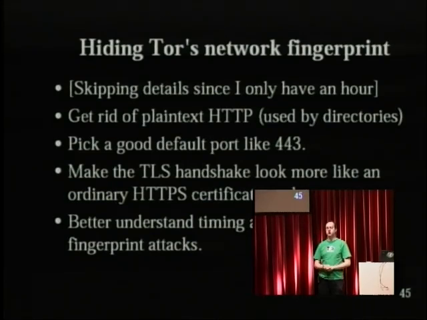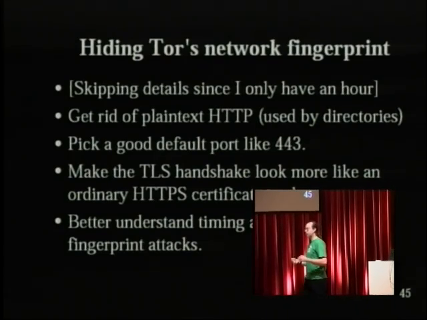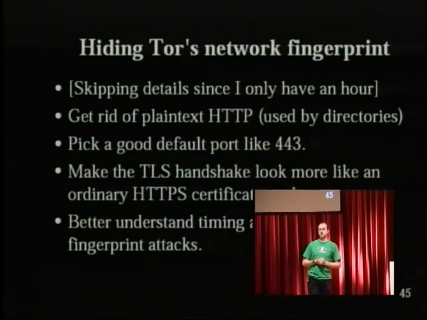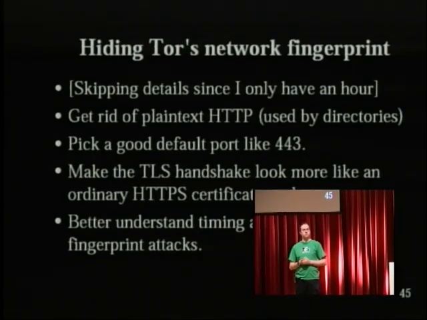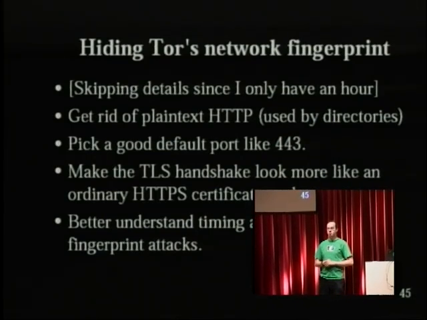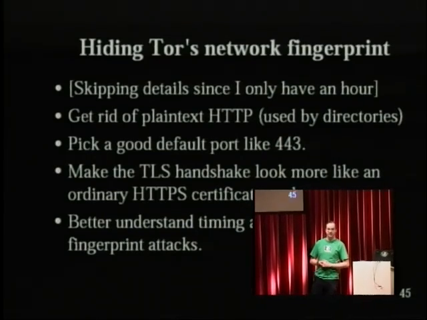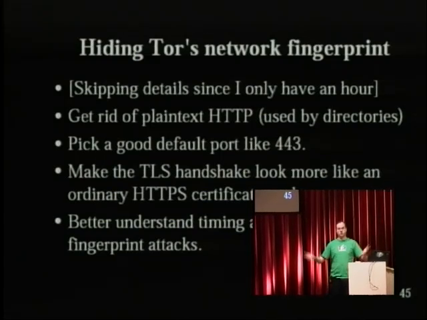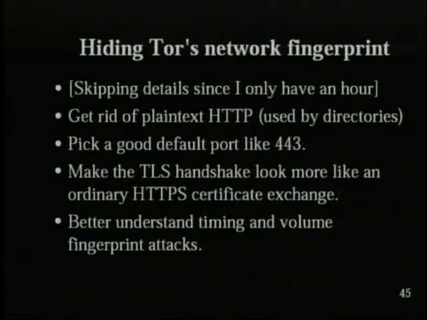And the easy answer for that is that we should push everything through the Tor TLS connections, not only the Tor traffic, but also the directory requests. And we need to pick a good default port. Right now, some of the defaults are port 9001, which looks very odd for people who are just web browsing otherwise. If we have most of the bridges open up port 443 by default, we'll be doing better. And we need to make it look like a more ordinary, I'm connecting to my bank, what's the problem, sort of handshake, which gets complex when you start looking at timing fingerprints.